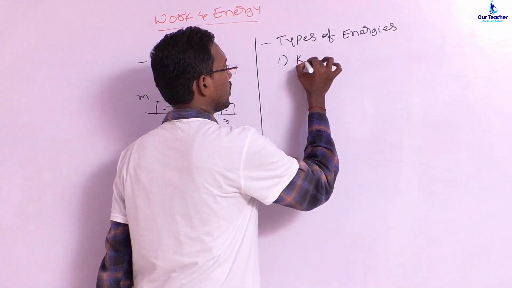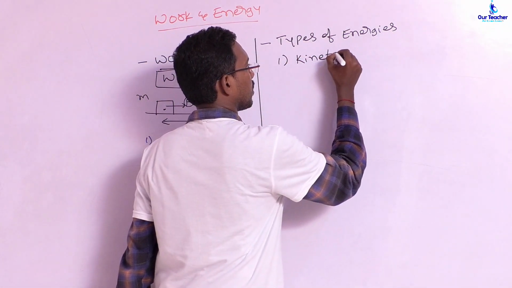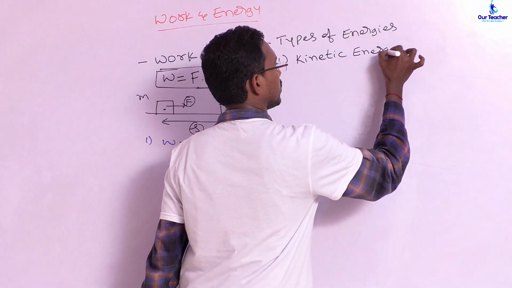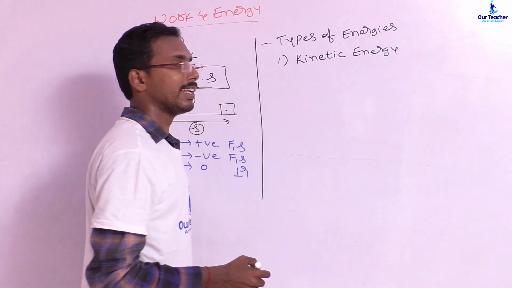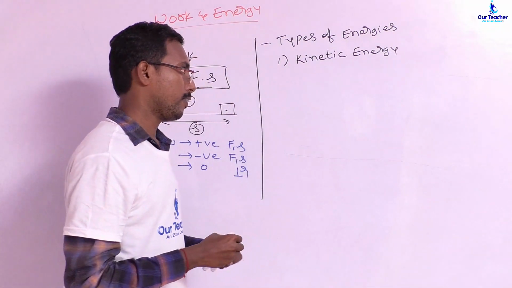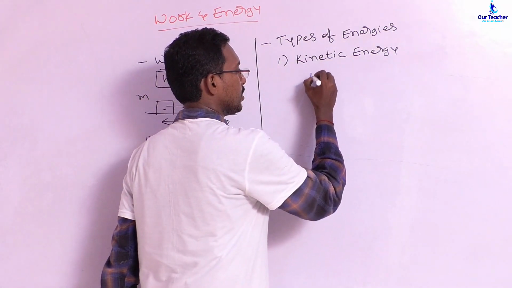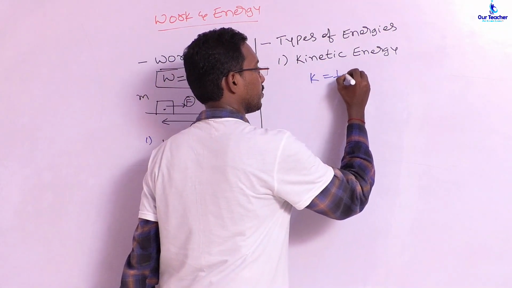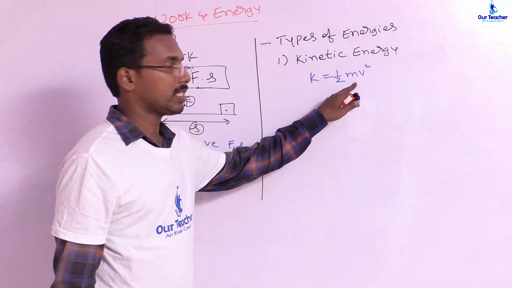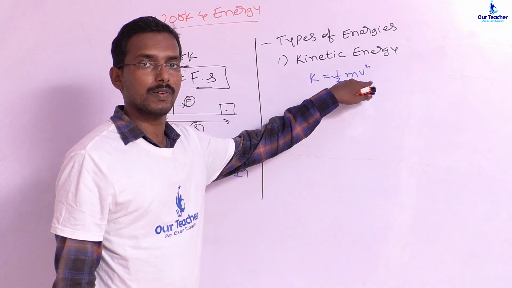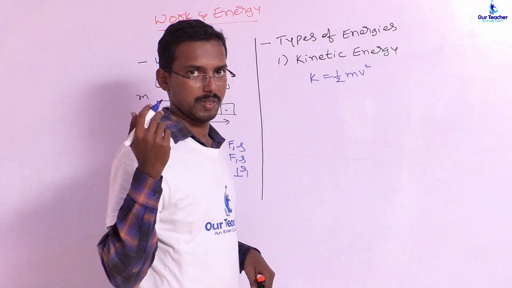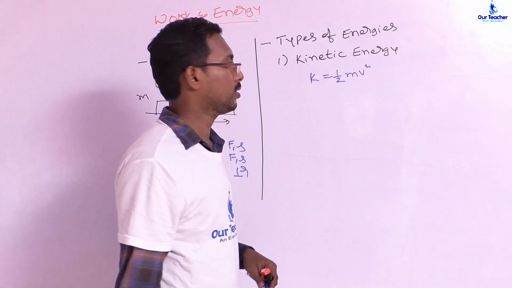First one is called kinetic energy. Kinetic energy is nothing but the energy possessed by a body because of its motion. And we will derive the formula: kinetic energy is equal to half mv square, where K is kinetic energy, m is the mass, and v is the speed or velocity of the body. Simple. And the units of work or energy are both the same, with SI unit joules.